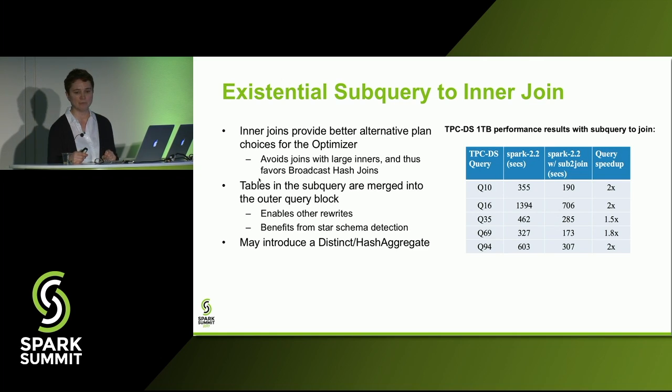The transformation avoids joins with large inner and thus favors broadcast hash joins. Also, the tables in the subquery are merged into the outer query block, and this in turn will allow other rewrites to trigger. One of them is star schema optimization. And since the transformation introduces a distinct, we observe that we will have a hash aggregate, but this result shows that Spark executes hash aggregate quite efficiently.